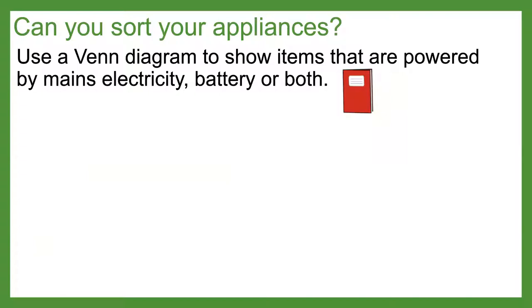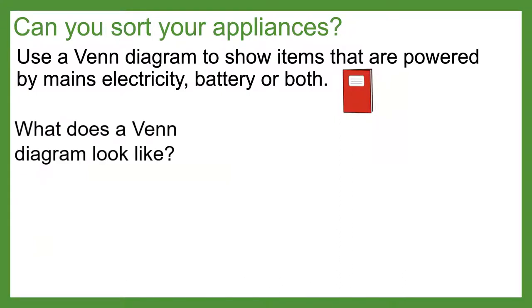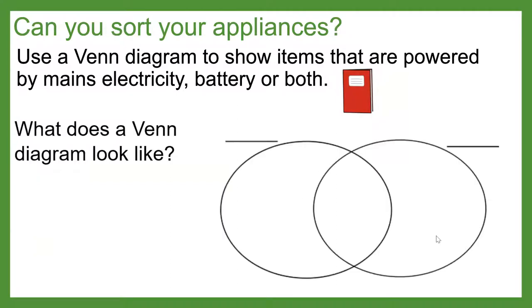So I'd like you to sort your appliances. Use a Venn diagram to show the items that are powered by mains electricity or by battery or by both. So what does a Venn diagram look like? Your Venn diagram is going to look something like this. Don't worry if your circles aren't perfect, as long as they're big enough for you to fit all your appliances in.